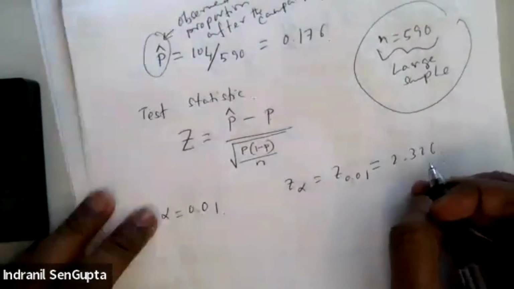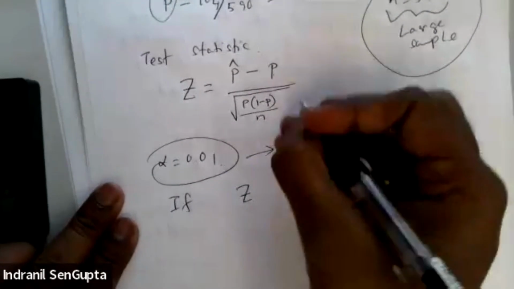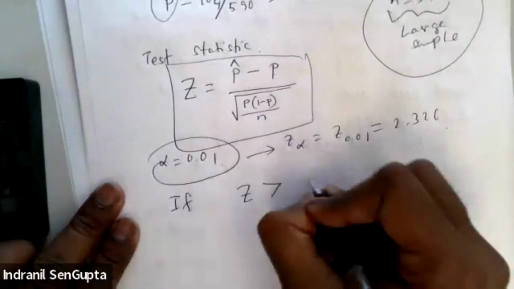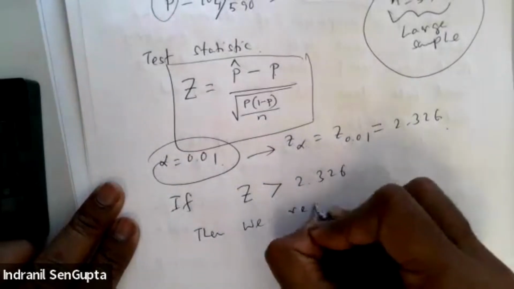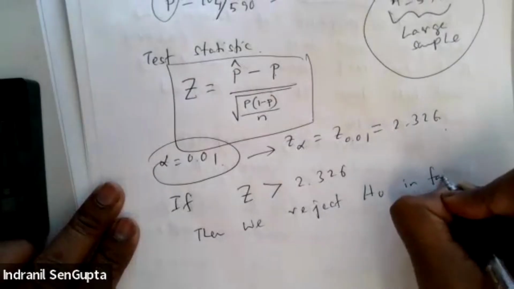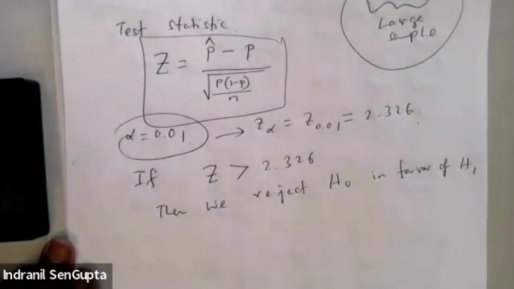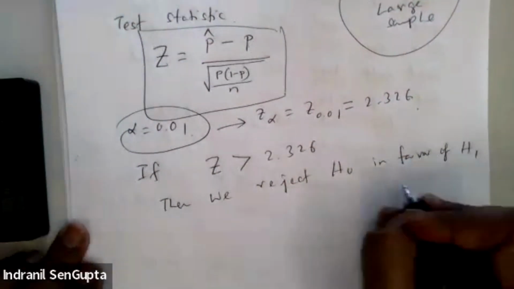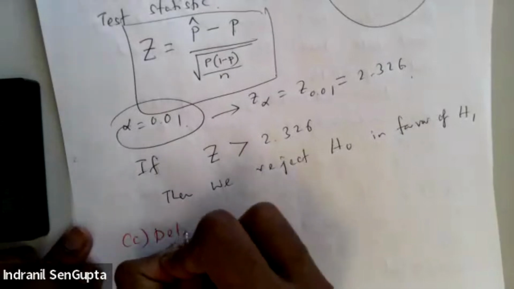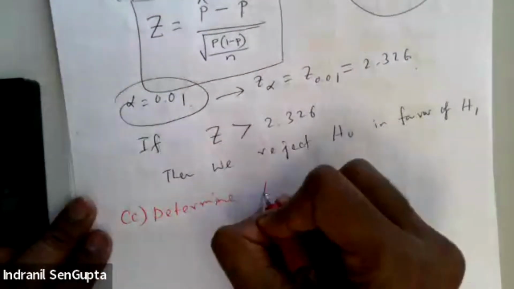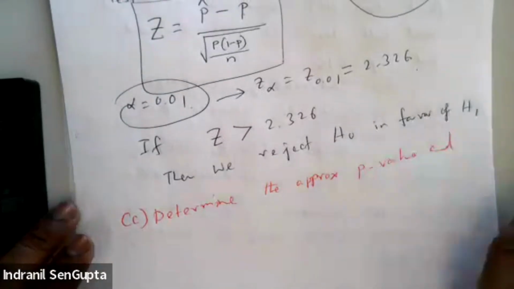All right. So if the Z that we computed is more than 2.326, then we reject H0 in favor of H1. That means we conclude that there are more people wearing seatbelts. Okay, so we have defined the second part, and C is determine the approximate p-value and state your conclusion.